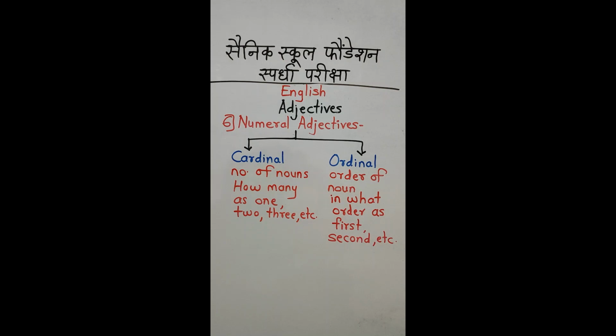Whenever we know the exact total number of nouns in a sentence, all such words are called cardinal numeral adjectives. That means we know exactly how many, as 1, 2, 3, 4 and so on. And the second type of numeral adjective is the ordinal numeral adjective. Ordinal numeral adjective denotes the order of a noun in a sentence. That means in what order, as first, second, third, etc., which denotes the position of a noun. All such words are called ordinal numeral adjectives.